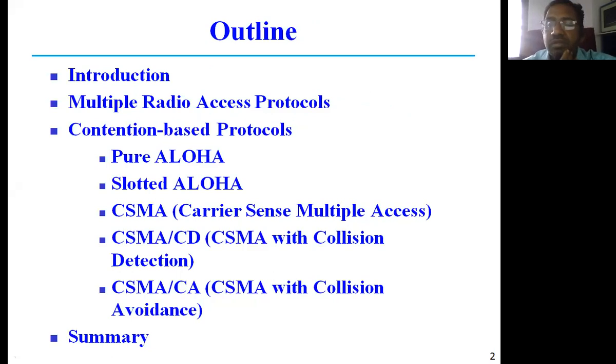In today's class, we discuss the CSMA multiple access technique. The CSMA multiple access technique we already discussed in data communications and computer networks. Once again, the same kind of multiple access technique we are also going to use in mobile communications as well.